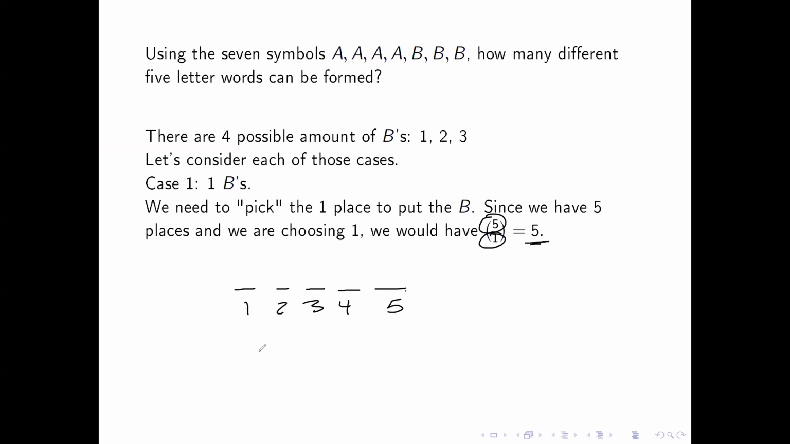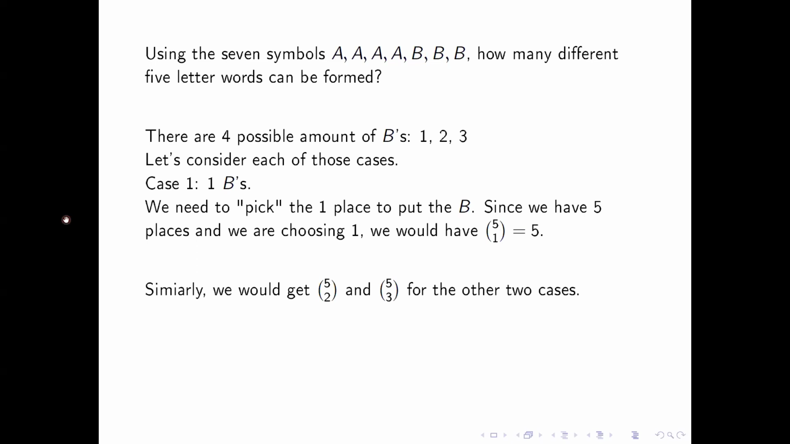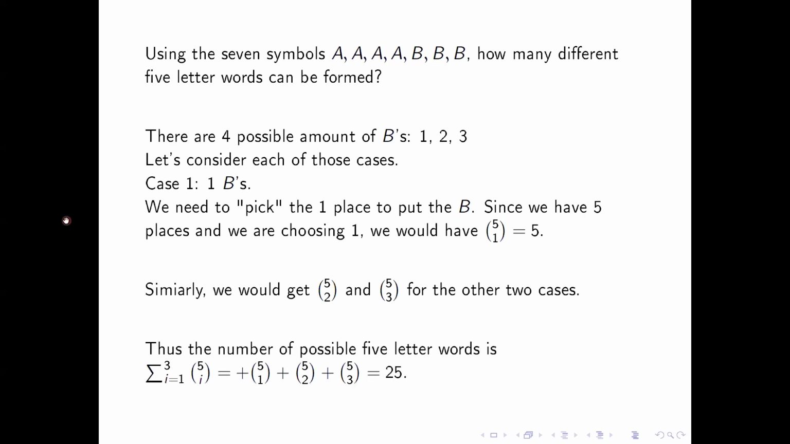What happens if I'm choosing 2 of them? Well, I'd pick the 1 and I pick the 3. That's no different than, because remember, order doesn't matter, I'm picking the number that corresponds to the spot. 1 and 3 is the same thing as 3 and 1. And for that reason, for the next 2 cases we would get 5 choose 2 and 5 choose 3. So if we add all those together, we get 25, or you can use the summation notation.